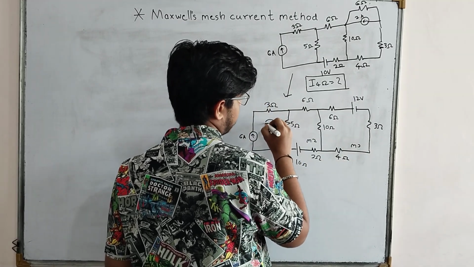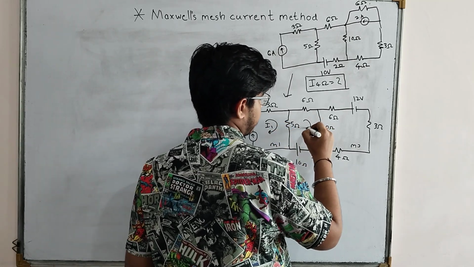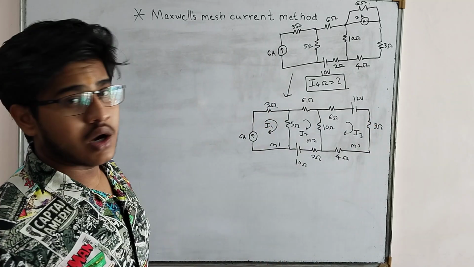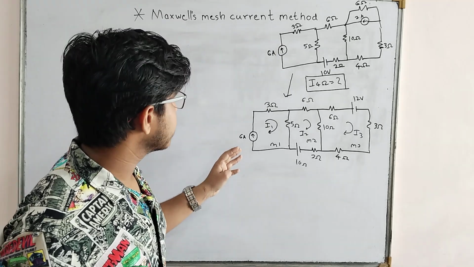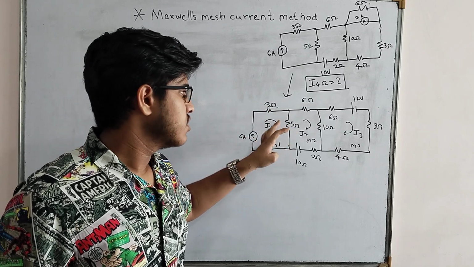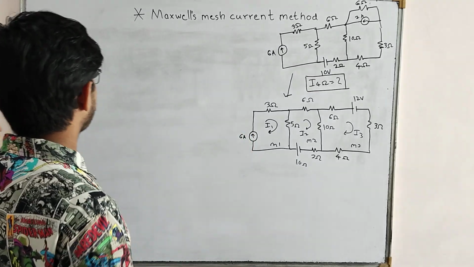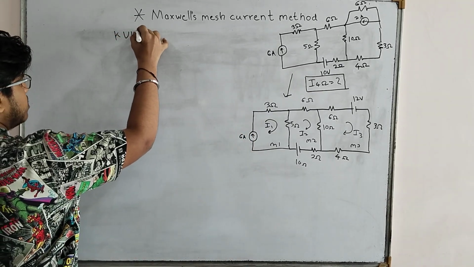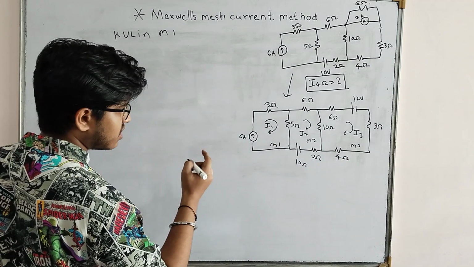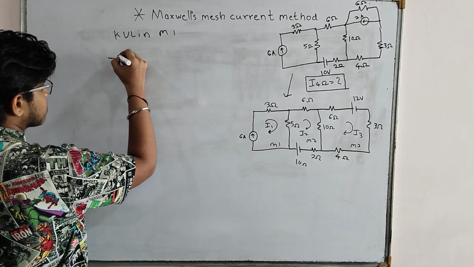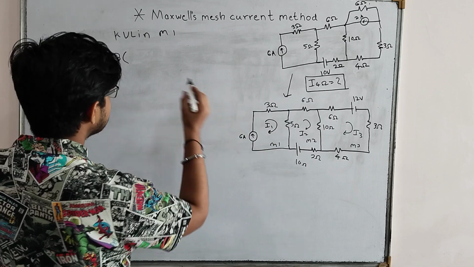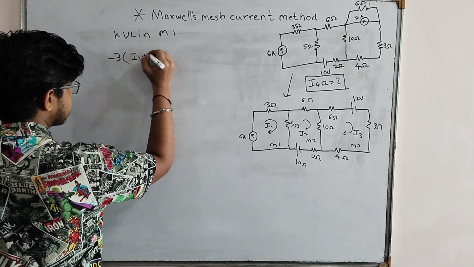Again the current direction I1 is clockwise, here I2, and here I3. Okay, so I would like to again explain that 6 amps is considered to be only in mesh 1. So 6 amps will be flowing through the 3 ohm resistance as well as the 5 ohm. It is only restricted in mesh 1. Okay, so KVL in mesh 1. Now what will be the net current flowing through 3 ohm? We will assign a negative sign because it's in KVL. 3 into, now the direction of 6 amps and I1 is the same, so we can sum them up: I1 plus 6.